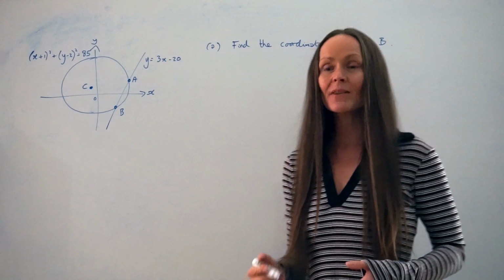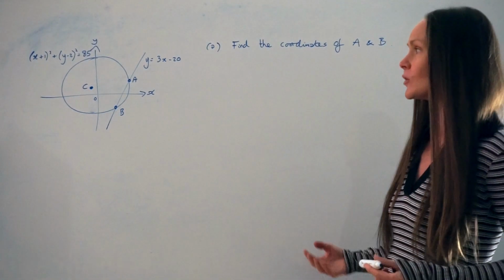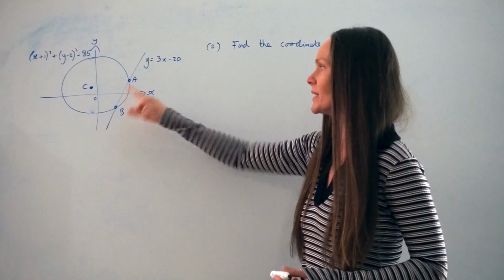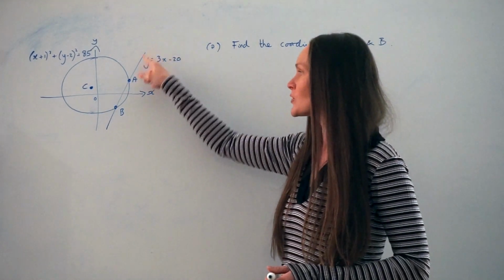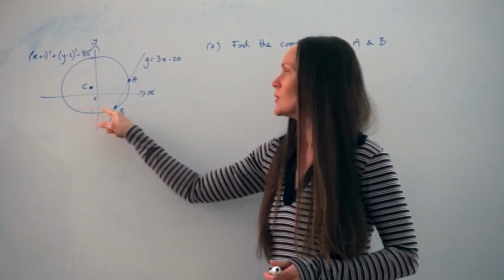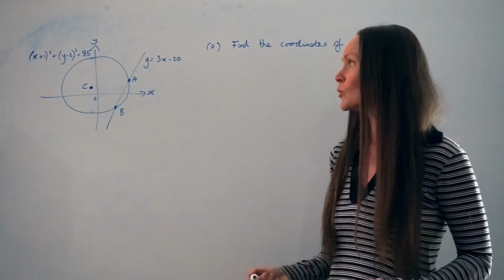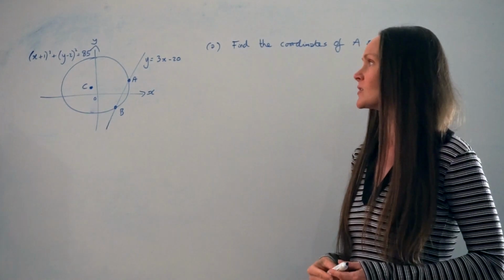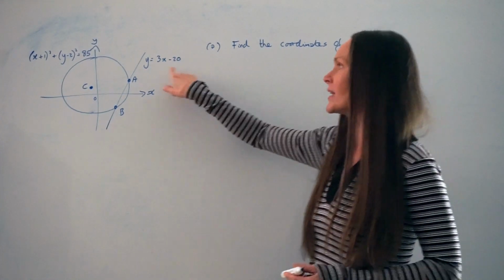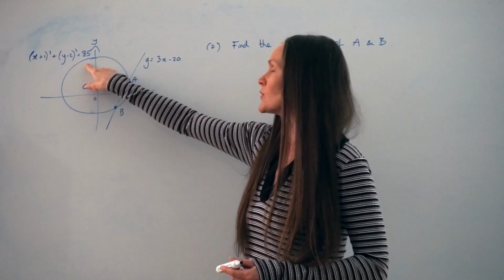So in part A of this exam question, we have to calculate the coordinates of points A and B. Points A and B are the intersections of the straight line with the circle. Because we're trying to work out the coordinates of points of intersection, we're going to solve the simultaneous equations. We have the equation of the straight line and also the equation of the circle.